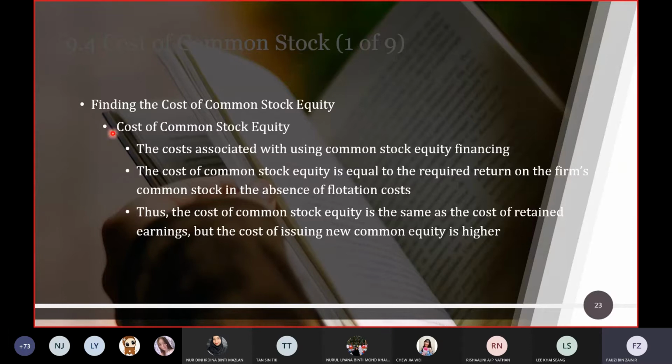Okay, let's look at the cost of common stock or cost of equity. All right. What's the background? Can you turn on? Hello? Okay, all right. Finding the cost of common stock equity.